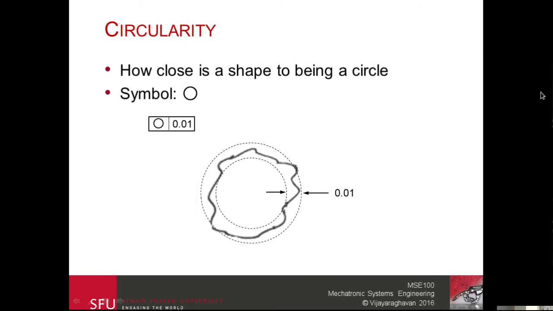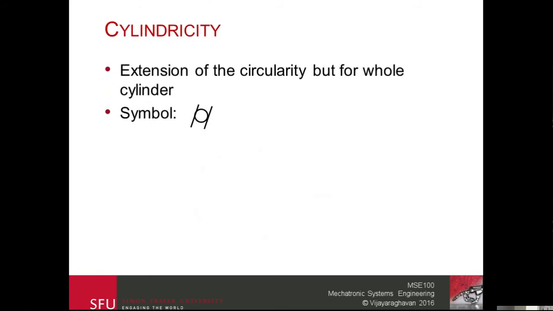Moving on, if we actually wanted to enforce cylindricity, we use the cylindricity symbol, which is basically a circle with two tangential lines as shown below. What that means is I'm trying to bound the entire shape within two concentric cylinders.